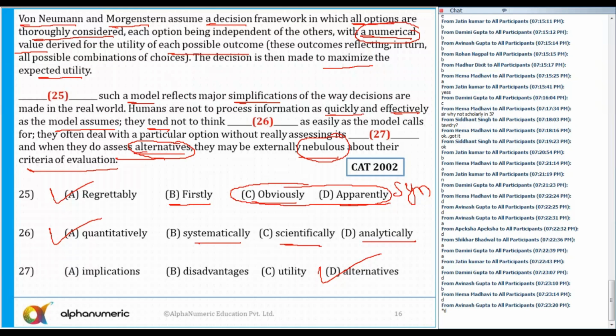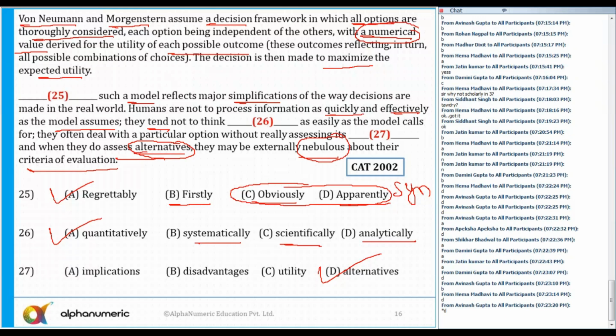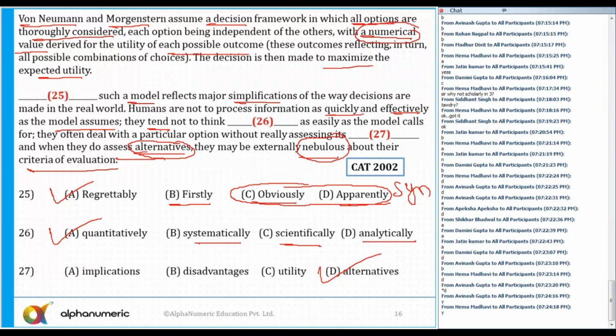Remember, in fill in the blanks, in fact, I will reiterate this when we take up a class on fill in the blanks. In fill in the blanks, whenever you select words, always select words that match the words already used in the passage. For 26, logically all 4 options are correct. I can put all 4 in the blank and they will make sense.